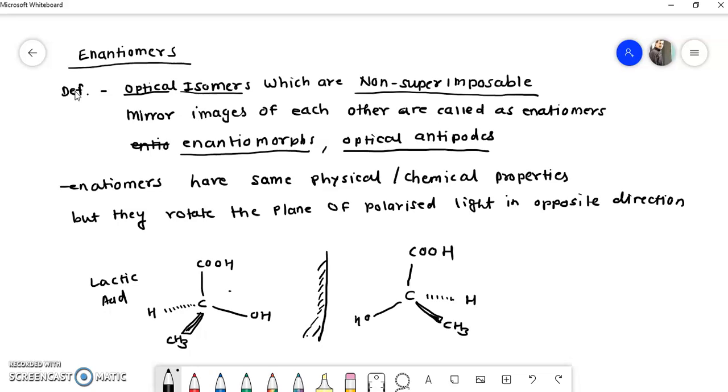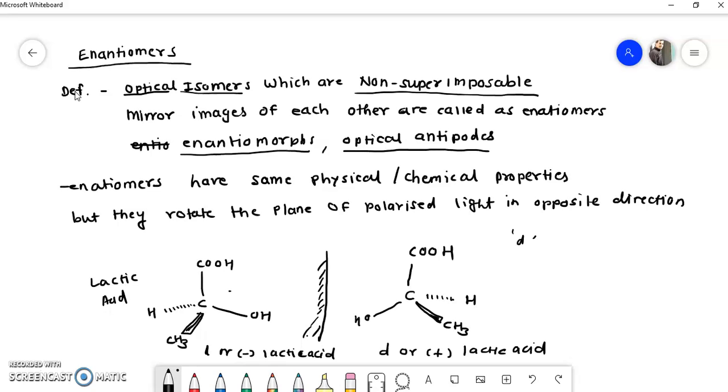Now this will be say L or minus lactic acid, and this will be D or plus lactic acid. Now I will tell you what D and plus mean.